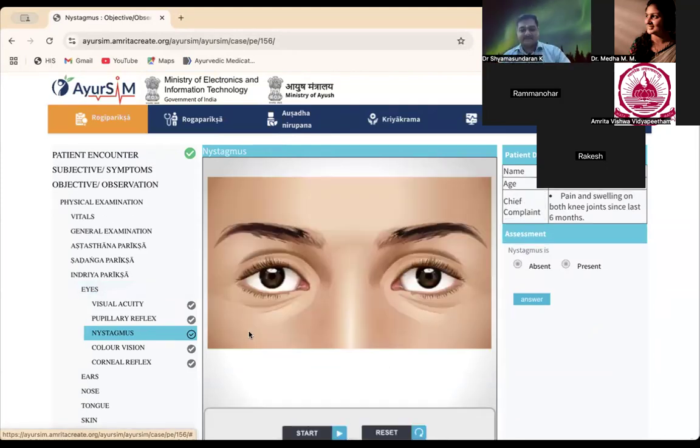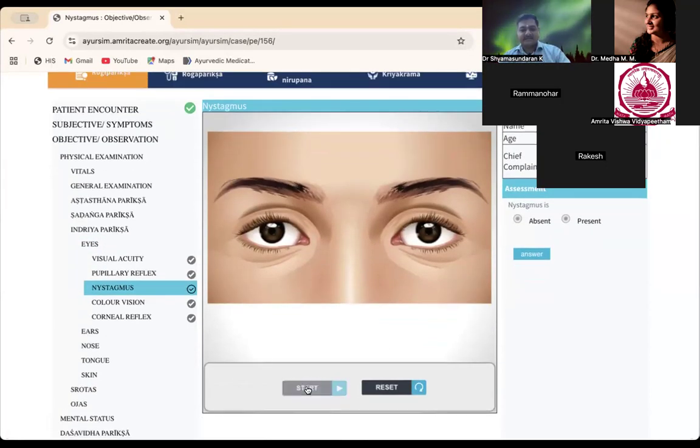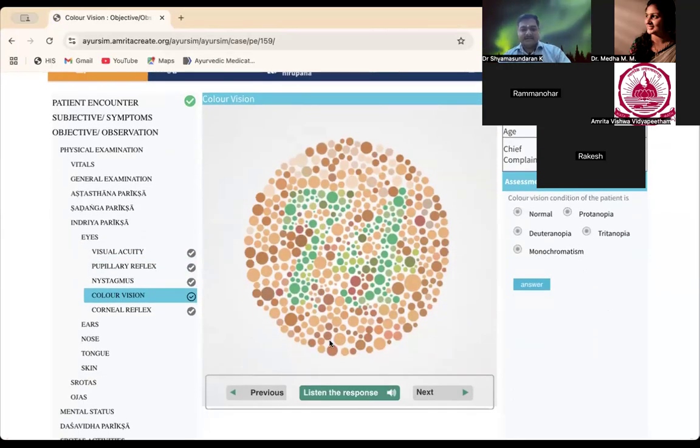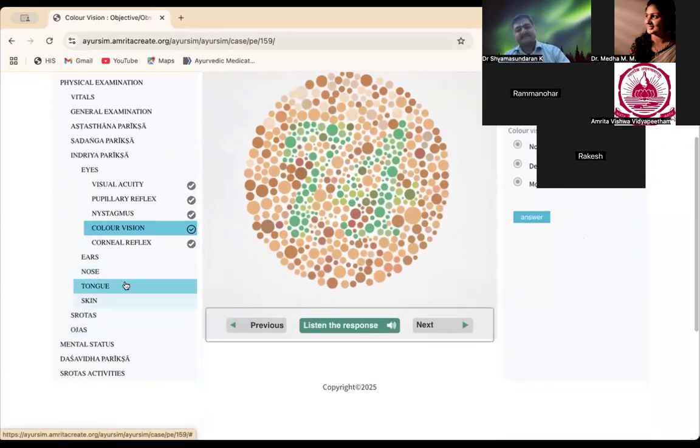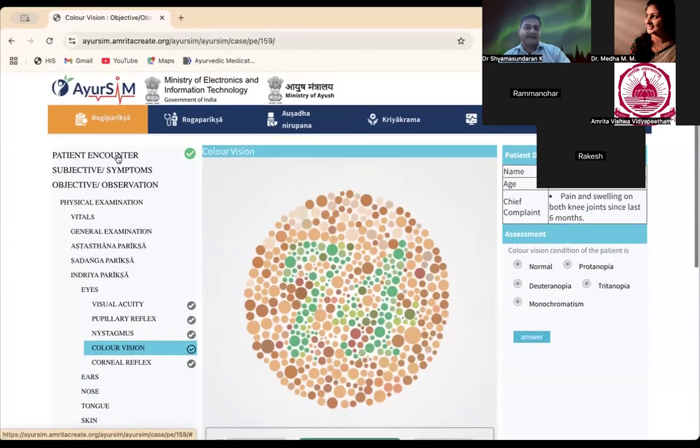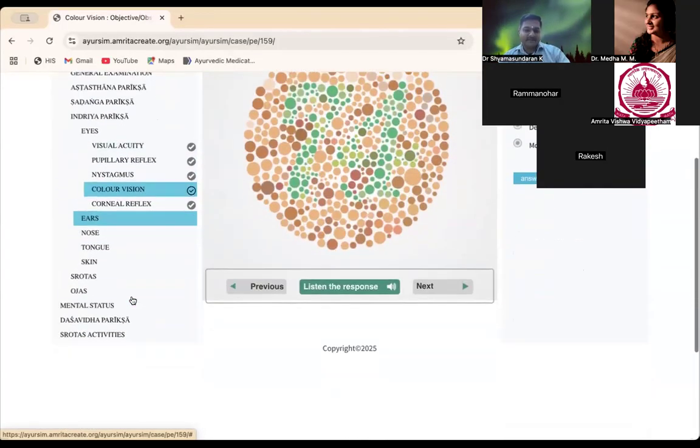Similarly, nystagmus. The nystagmus is here. You are checking for the nystagmus or color vision. So color vision numbers are there, and the patient is supposed to tell the response. So he is able to hear and he is able to see this properly. 74 is the number represented here. So under each of these, everything is mentioned. Under Rogi Pariksha, it is very, very elaborate.